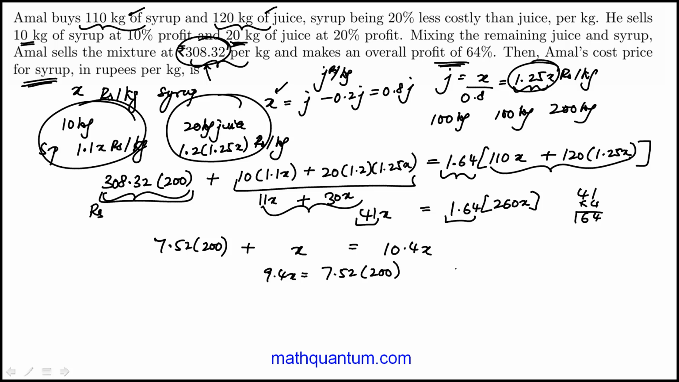7.52, and then x would be just this number, which should turn out to be a nice number, divided by 9.4. So I get 160. And this type of an answer is always reassuring that I've most likely gotten the answer right. But yeah, this is a difficult question. There's a lot of pieces here. But once you set it up, and if you don't make any mistakes here, your answer should clean up and you should get something nice like this. So that's always a clue that you're heading in the right direction.